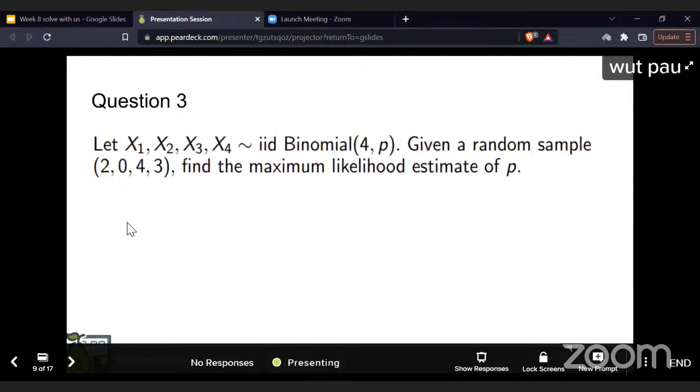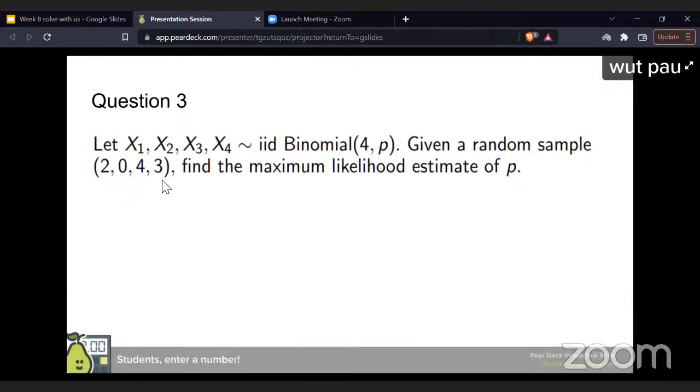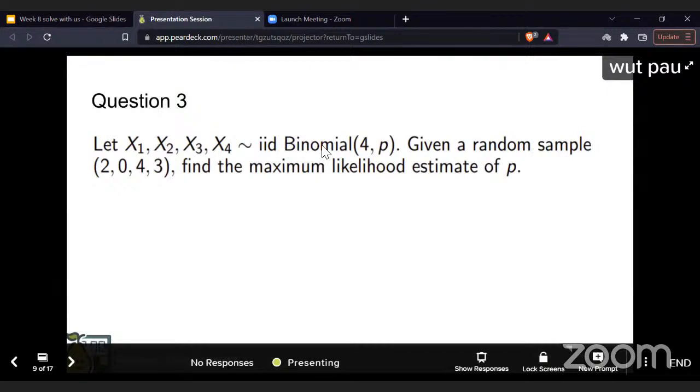The next problem is again to find the maximum likelihood estimate, but in this case the sample is coming from the binomial 4, p distribution. If you are observing a sample of 2, 0, 4, 3, what is going to be the maximum likelihood estimate for p, when you know that the sample is coming from a binomial 4, p distribution?